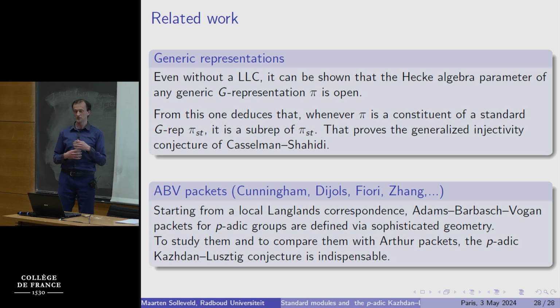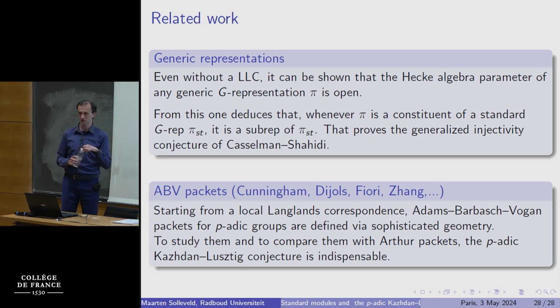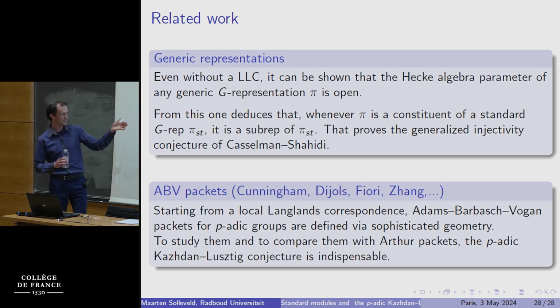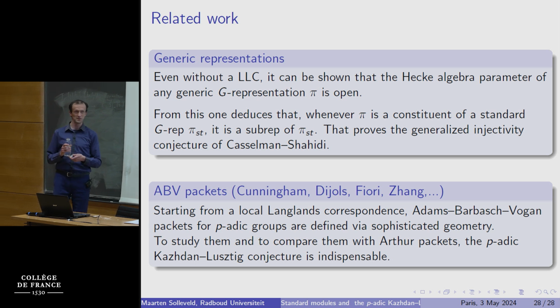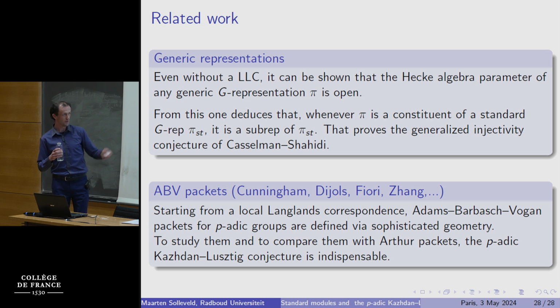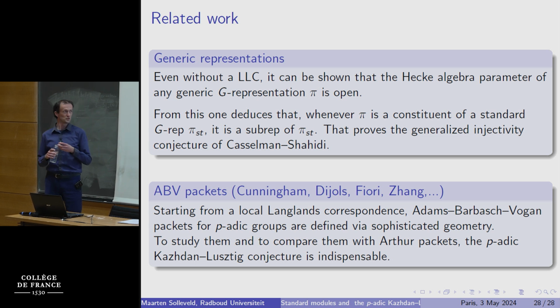But at least if you look at what they wrote about it, the Kazhdan-Lusztig conjecture is one of the first things they need to analyze anything about these ABV packets. So there it certainly plays an important role. And this is ongoing research. They have written a series of papers about it, but apparently the last word has not been said about this ABV packet. So I hope that my work on this Kazhdan-Lusztig conjecture will contribute something to that.